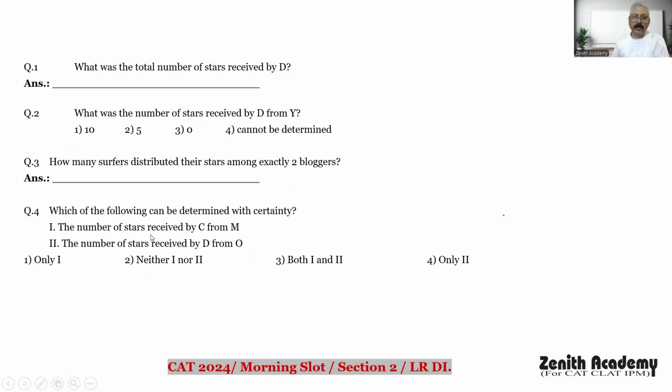Statement number 1, the number of stars received by C from M. And statement number 2, the number of stars received by D from O. So these are 4 questions. Actually, it is a question of CAT 2024, which appeared last year in slot 1. So now see the solution of this set.